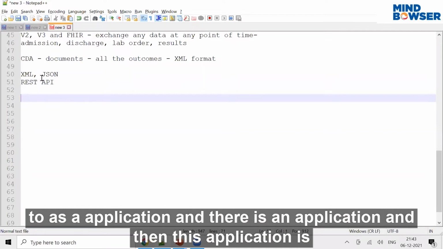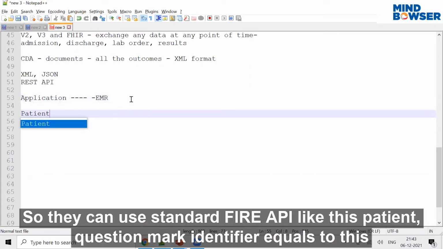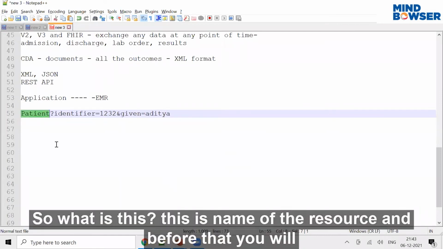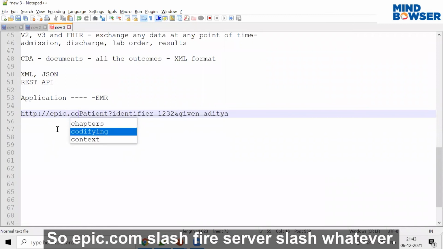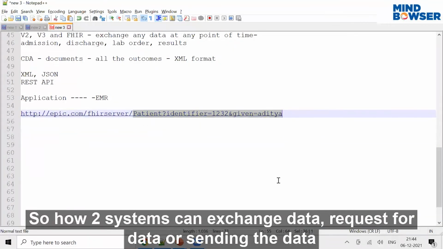For example, there is an application, and this application wants to integrate with an EMR, and they want to get some data about a patient. So they can use a standard FHIR API like this: Patient question mark identifier equals this, and given equals this. So what is this? This is the name of the resource. And before that, you will have the entire HTTP thing, the endpoint thing, right? Epic.com/fhirserver/whatever. This is like the base URL, your endpoint. But this part is standardized now.